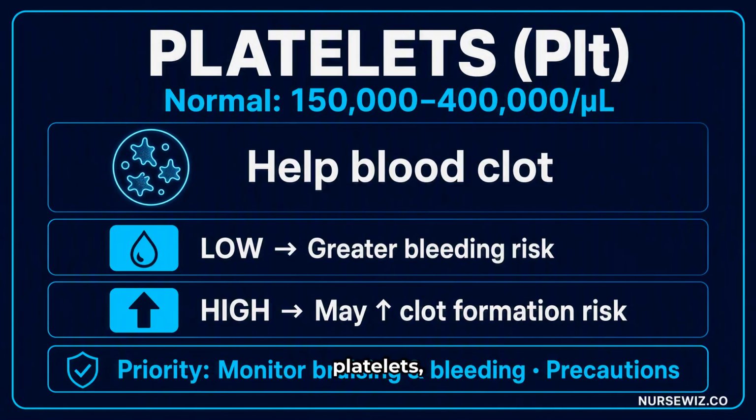5. Platelets, 150,000 to 400,000. Platelets help the blood clot. A low count means greater bleeding risk. A high count means risk of clot formation. Your priority with a low count is to monitor for bruising and bleeding and put the appropriate precautions in place. Soft toothbrush, no razors, fall prevention, and report new bleeding when you find it.